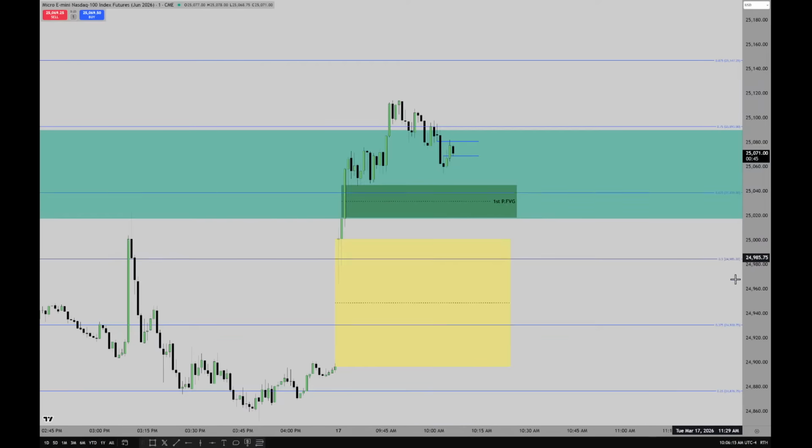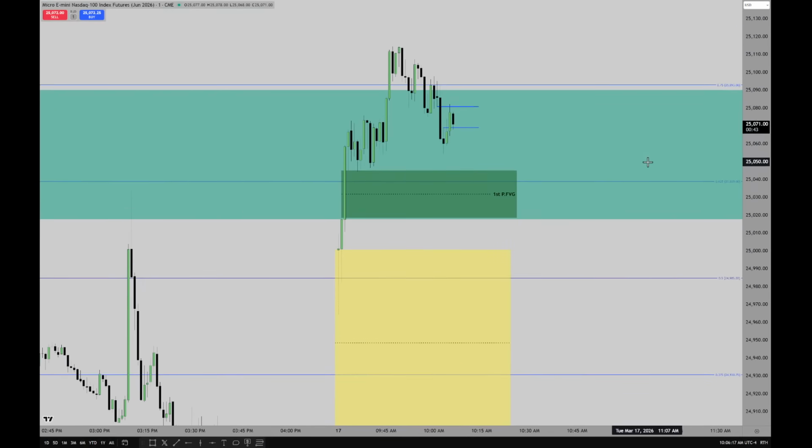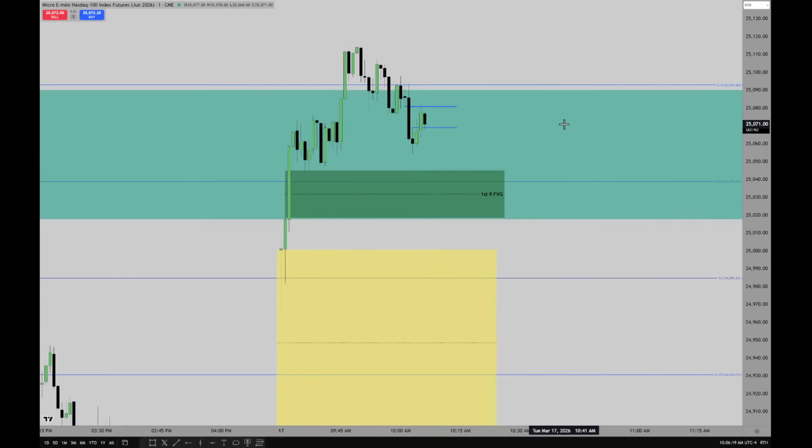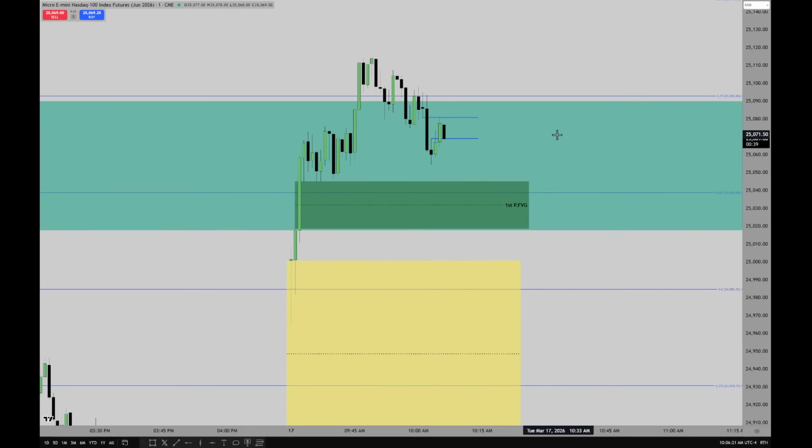Watch the bodies in here. Let me zoom in a little bit more. We also have this over here. This could act as inversion as well to send this into first presented fair value gap. So it would look like this. Kind of like the sharing of the idea in this area.